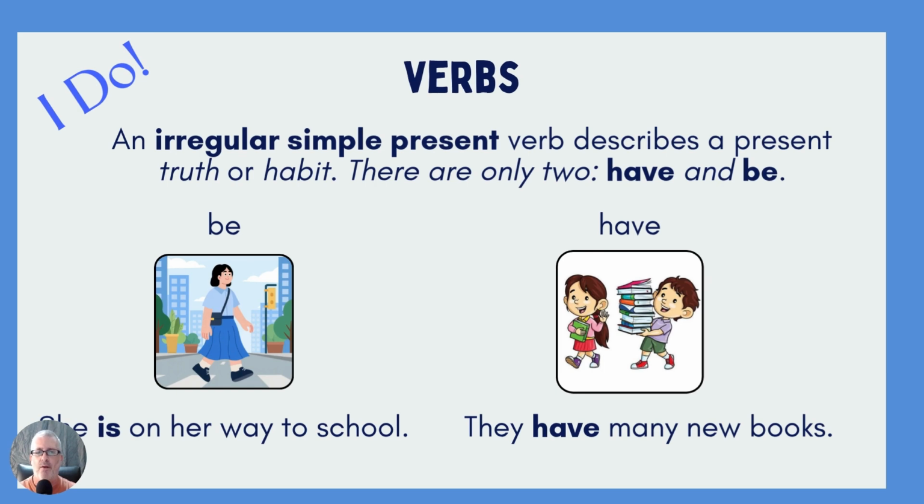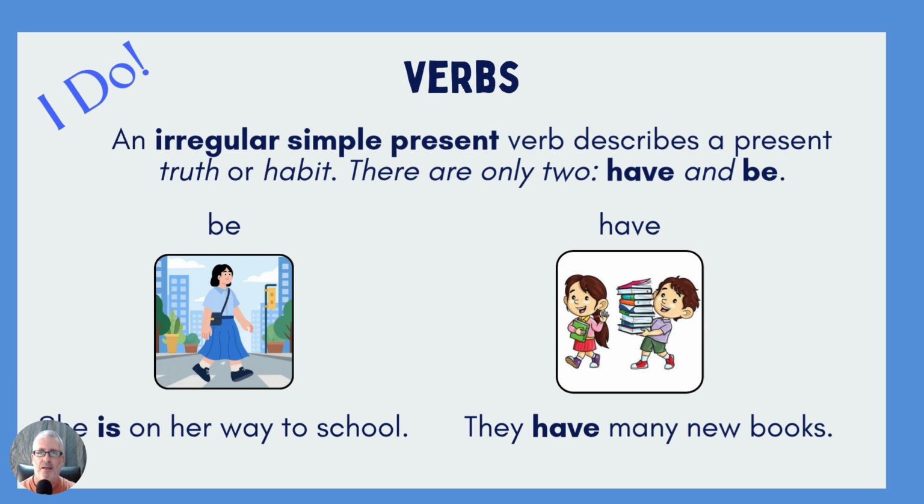So, an irregular simple present verb describes a present habit or truth, but it's irregular in some way. You don't just add s to the third person singular like you do with regular verbs. However, in the present tense, there are only two, have and be. These are the only two odd ones out, the irregular ones.